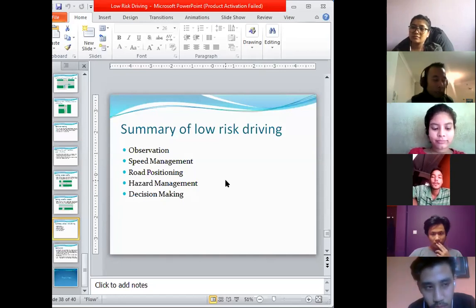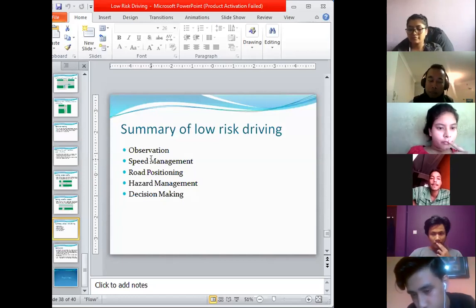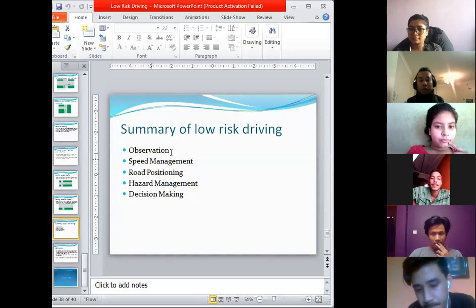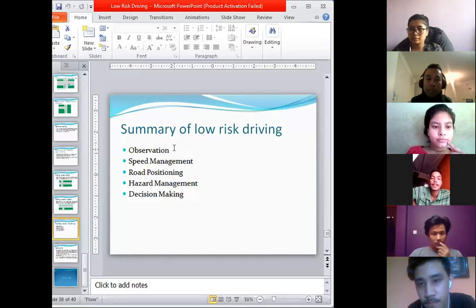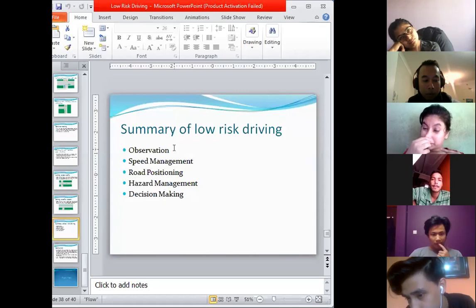So we are almost done. We are summarizing what we have learned today, as I said before. Observation is scanning and checking your blind spot. Scanning is not only looking at one particular place. You need to look at your surroundings as well. You need to check your side mirrors, your mirrors, the surface of the road, and the distance from where you are traveling. Those are things you need to make sure you are doing well while you are driving.